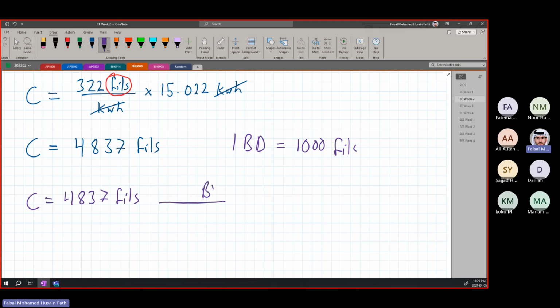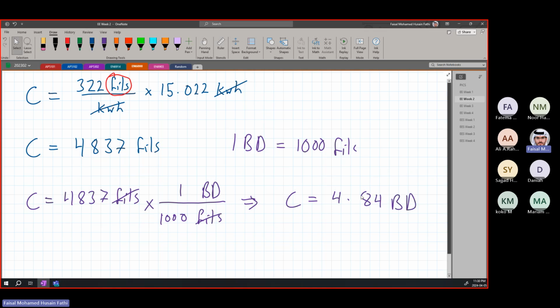We want it in BD, so we want to cancel the fils. 1 BD has 1000 fils. We multiply it this way. You see the fils and the fils cancel, and the final answer is in BD. Therefore the cost is going to be equal to 4.84 BD when you round to 2 decimal places. I'll do the rounding once so you don't get confused.